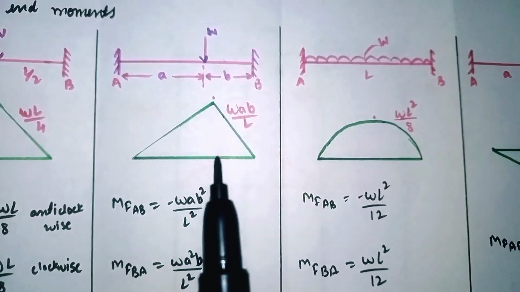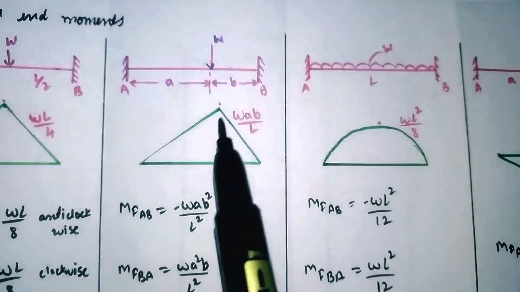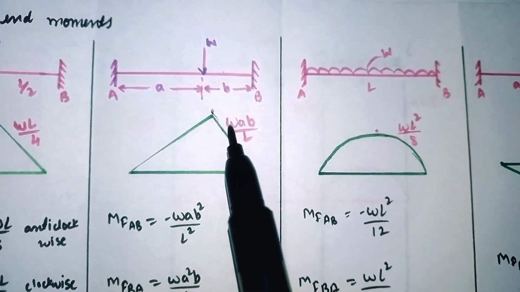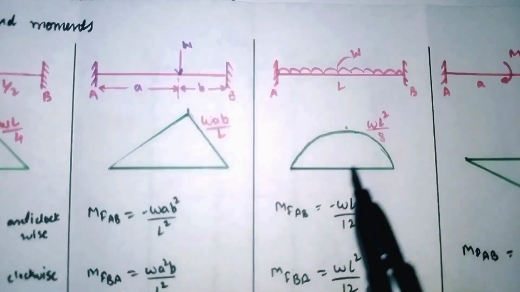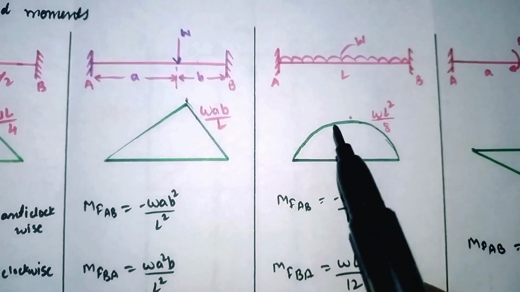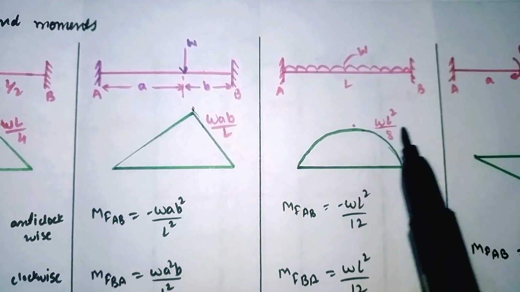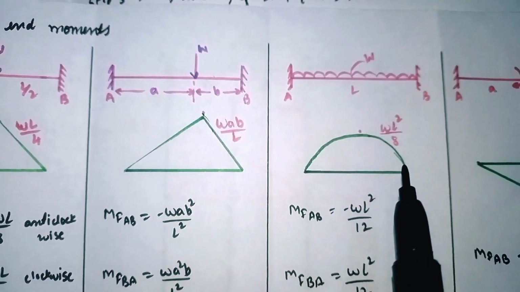Here this is the free body diagram of the point load which is not at the center. It will come like this. For this side, we have the formula WAB divided by L. And for the UDL we have the free body diagram like this, and to find the maximum height, we have the formula WL square divided by 8. So by using this formula, we will calculate the maximum height.